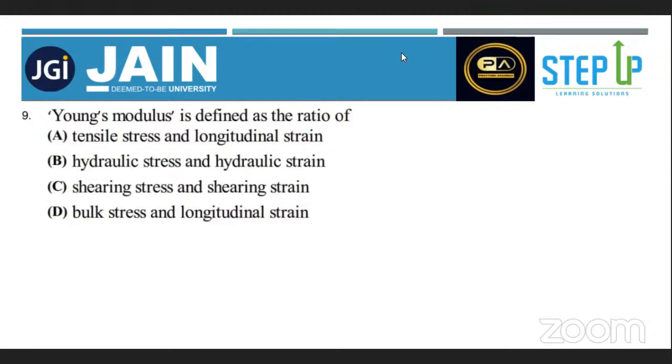It's tensile stress by tensile strain. It's tensile stress and longitudinal strain. It can be tensile stress and tensile strain also, longitudinal stress by longitudinal strain also, normal stress by normal strain also. All these things are fine. Hydraulic is basically they're talking about volumetric, so this is basically bulk modulus. Shearing is they're talking about shearing modulus.